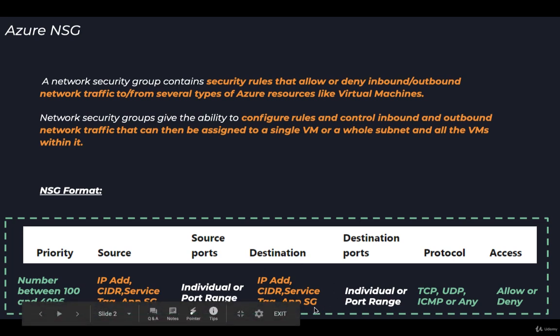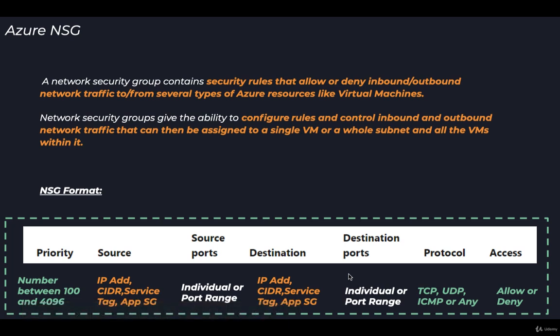So application service group is like, if you want to allow traffic for a particular application, you can mention the application security group. Like we create the application security group to allow traffic for a certain application. So you can mention the source or destination as your application security group as well.